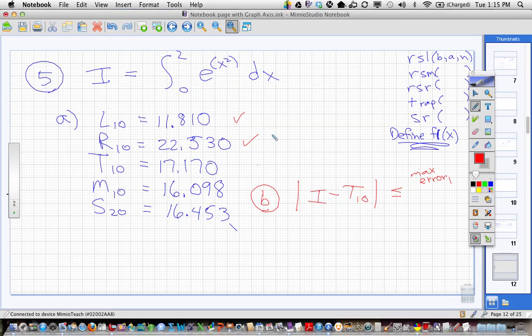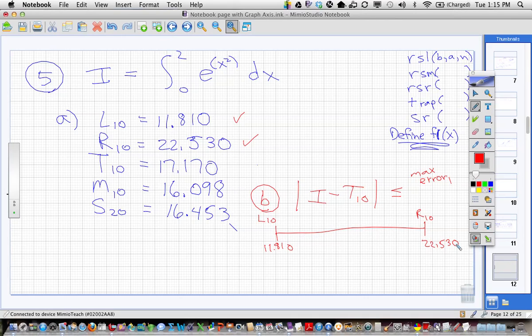Okay, one thing we know is the average of those is T10. So one of these is too little and one is too much. So here's what I'd like to see on your paper. Let's make a range here. So L10 is over here, and that's 11.810. And R10 we know is over here, and that's 22.530. So I'd like to see you have that kind of on your paper here for part B.